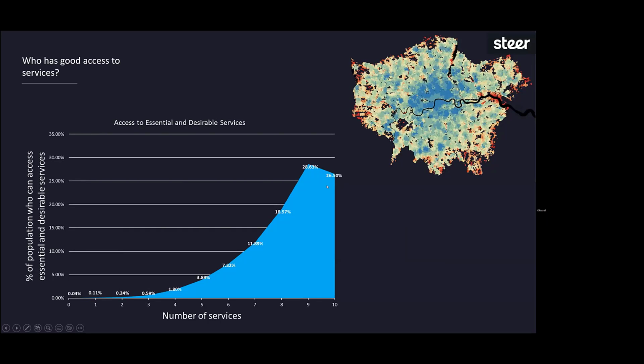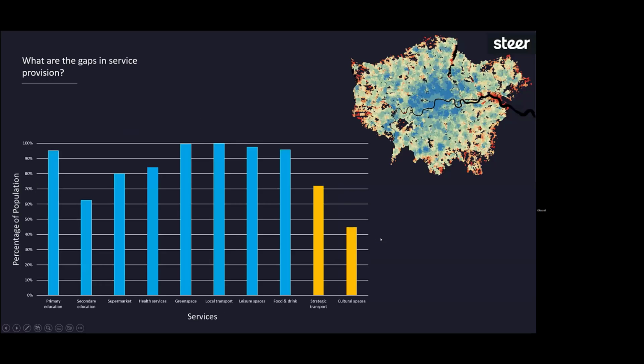28.6% can access 9, so they miss one thing, and then it falls away quite quickly. So looking at this, it would appear that London has, as we probably would assume, some great access to local services, but it does actually start to differ when you start to break it down by population segmentation and levels of deprivation, and when you start looking at areas in a local area.